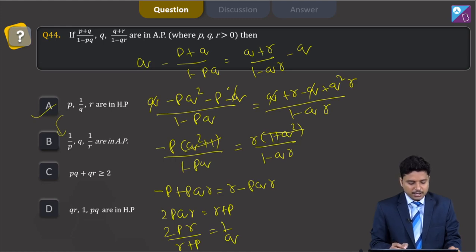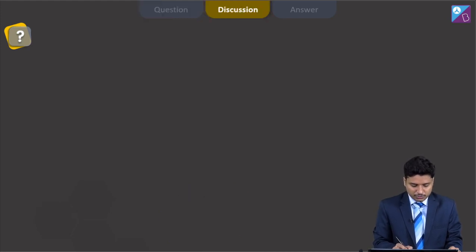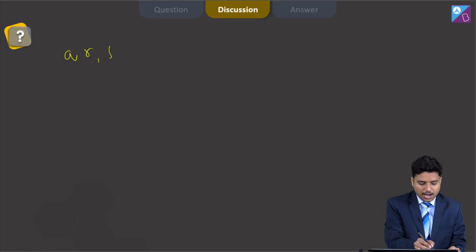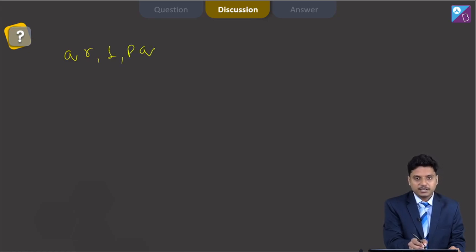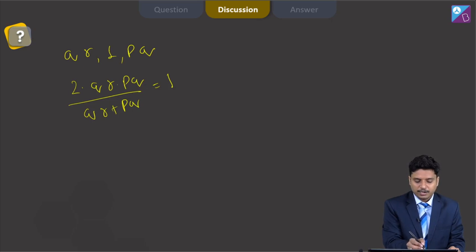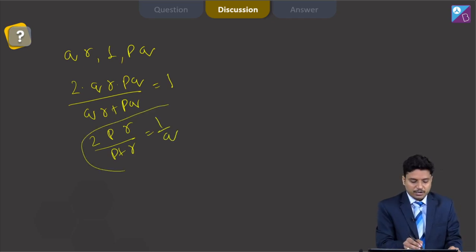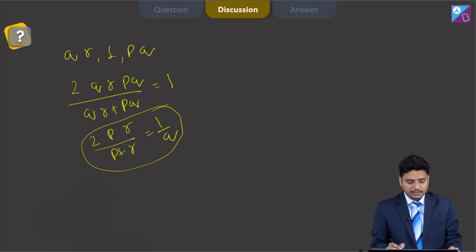will be in AP. Now for the next two parts, what we can say, like in D option also you can observe that QR, 1 and PQ are in HP. So that thing can also be proven from here. If QR, 1 and PQ are said to be in HP, that means 2 into QR into PQ divided by QR plus PQ is equal to 1, and that suggests us 2PR upon P plus R is equal to 1 by Q. We have already proven that P, 1 by Q and R, these three terms will be in HP. So option D is also correct.